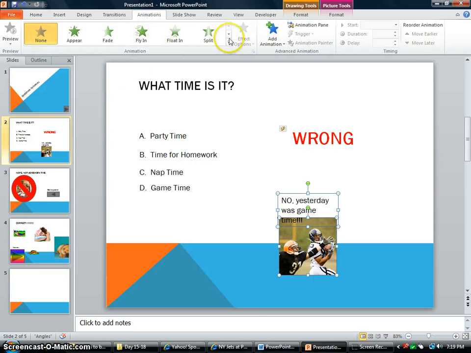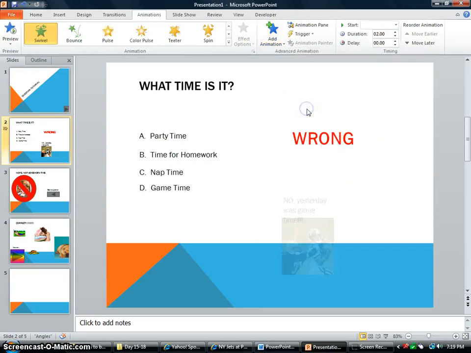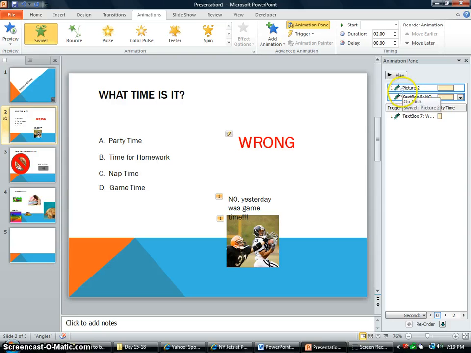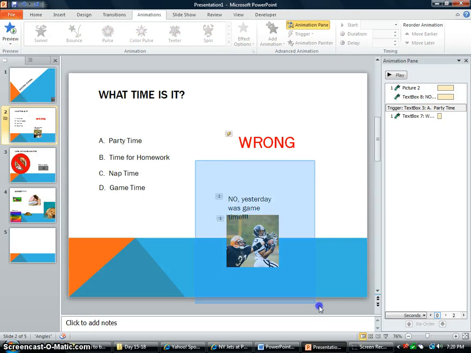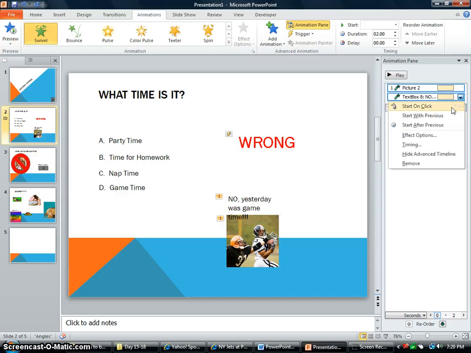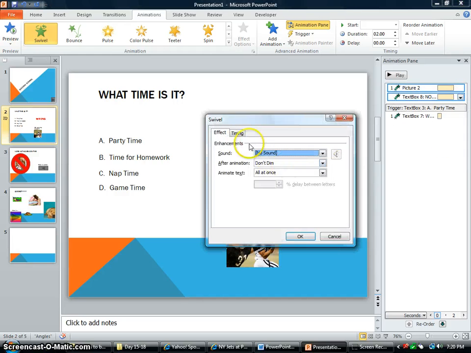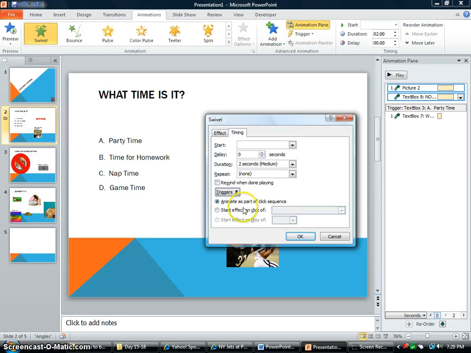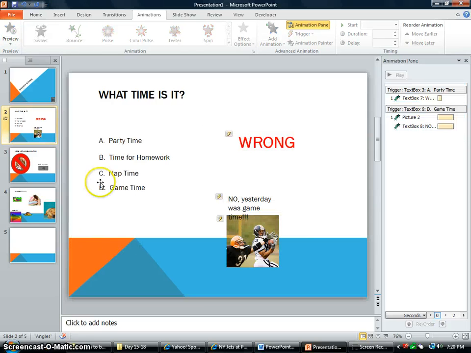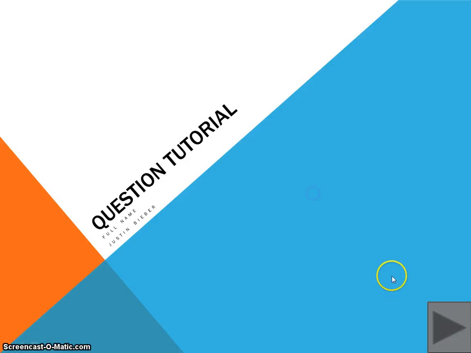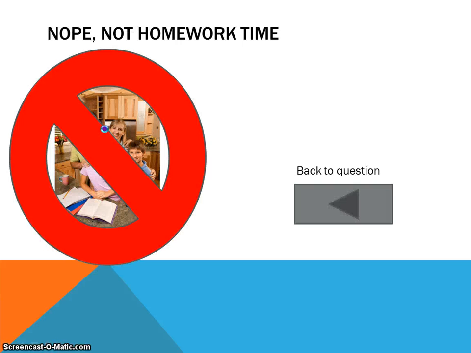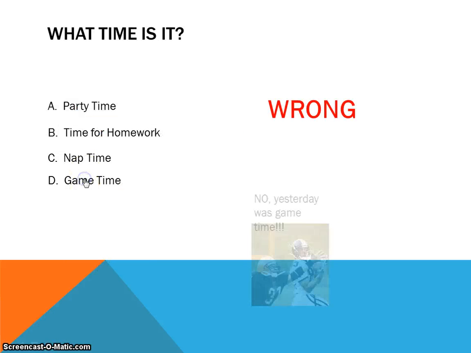Go to Animations, add one of these effects. Then I go to the animation pane, and here they are highlighted. Again, remember, you want both of them highlighted. I'm going to click this arrow, go down to Effect Options, Timings, Triggers, Start Effect on Click of, Game Time. Press OK. Let's hope everything works. Question. Party time, no. Time for homework, nope. Game time, no. Yep.